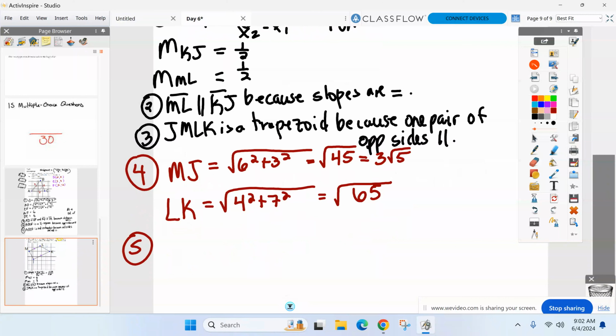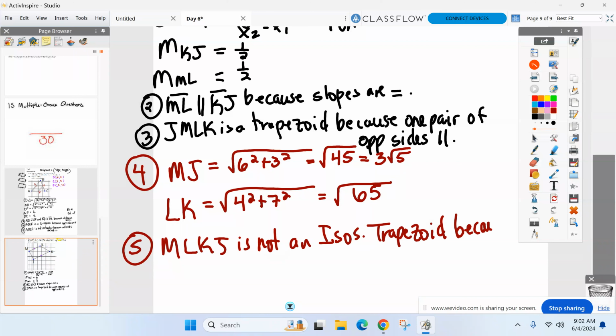All right, the legs didn't come out to be equal, so guess what? MLKJ is not an isosceles trapezoid because you can say the other 2 sides, the non-parallel sides, are not congruent. If you want to use the official term for it, because the legs, those are called the legs, should be congruent sides. The legs are not congruent. But again, you can say the non-parallel sides, the other 2 opposite sides, are not congruent. Anything that gets the point across.